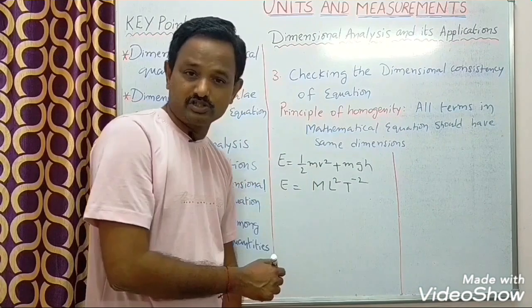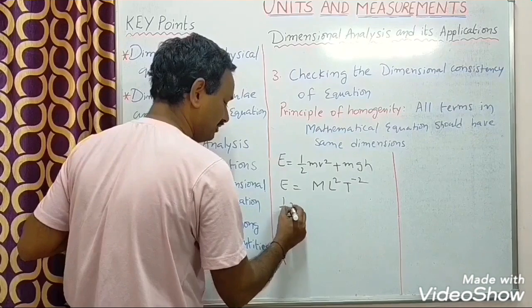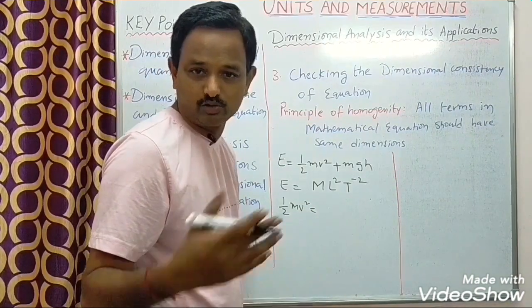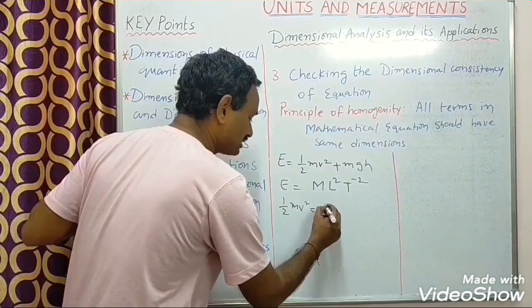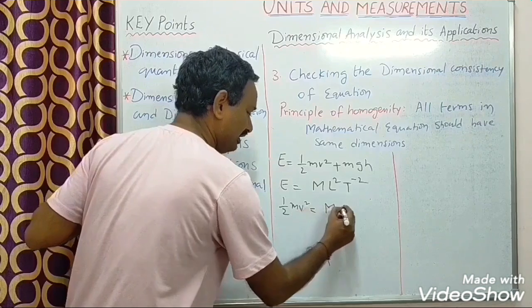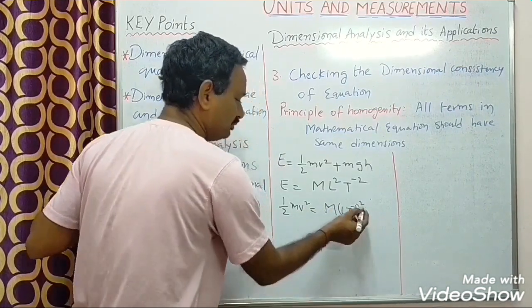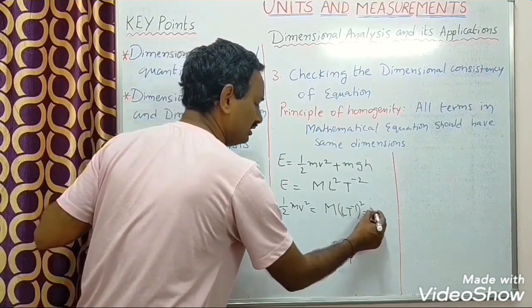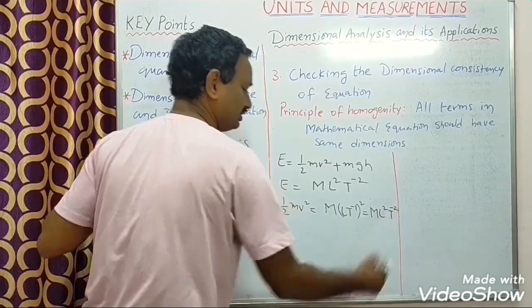Then what about the dimensions of kinetic energy, 1/2 mv^2? Here, 1/2 is a constant, and for a constant there are no dimensions. For m, mass, that is M. For v, (LT^-1) whole squared. So if you distribute this square to both L and T, what will you get? You will get ML^2T^-2.